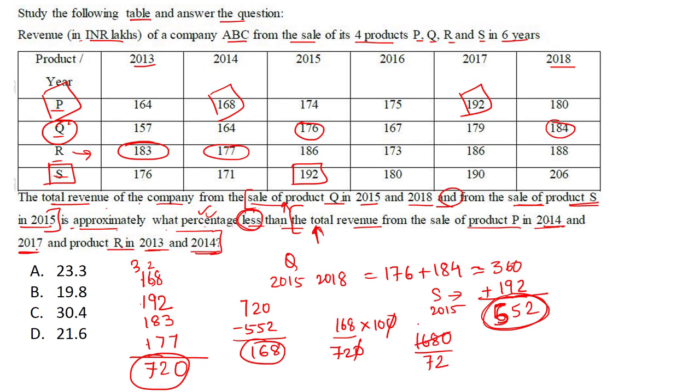This is divisible by 4. 420 and 4 ones are 4 into 18. Again, this is divisible by 2. 210 divided by 9. So what you are going to get over here is 9 twos are 18. And 30, 9 threes are 27, 23 point something. So answer comes out to be option A, 23.3%.